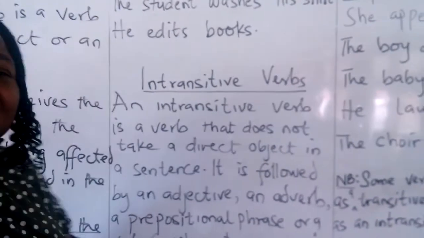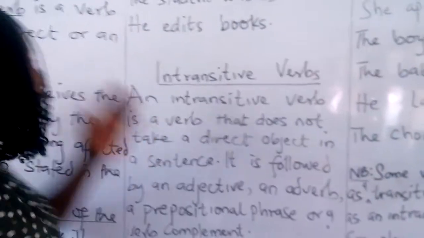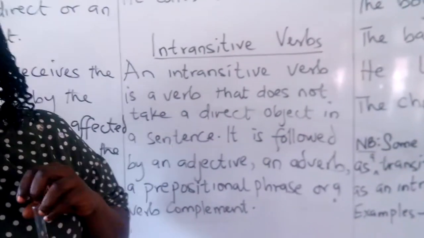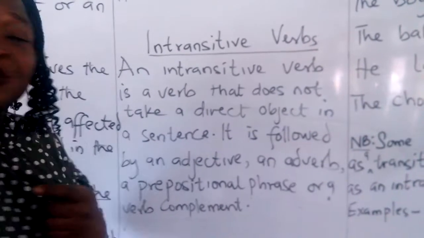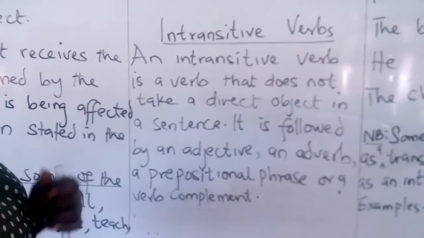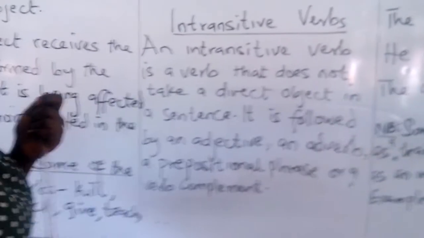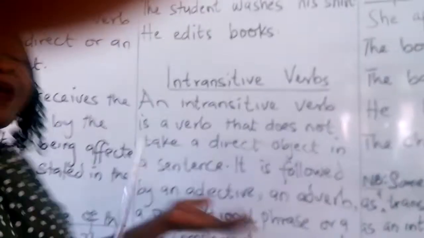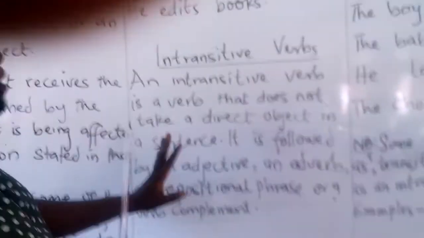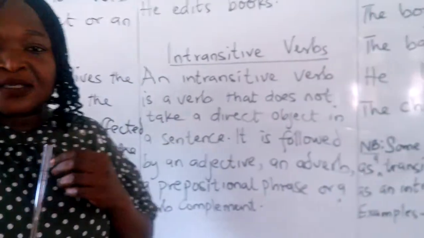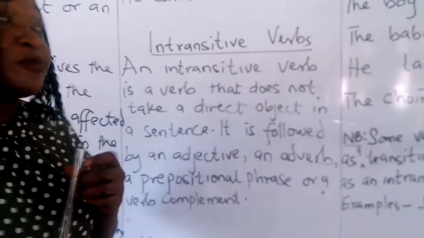Here we have intransitive verbs. While transitive verbs take objects in sentences, intransitive verbs do not take direct objects in sentences. What we need to use to complement the sentence is an adjective or an adverb or a prepositional phrase or a verb complement. These are some of the things that can be used instead of objects in sentences when we use intransitive verbs.